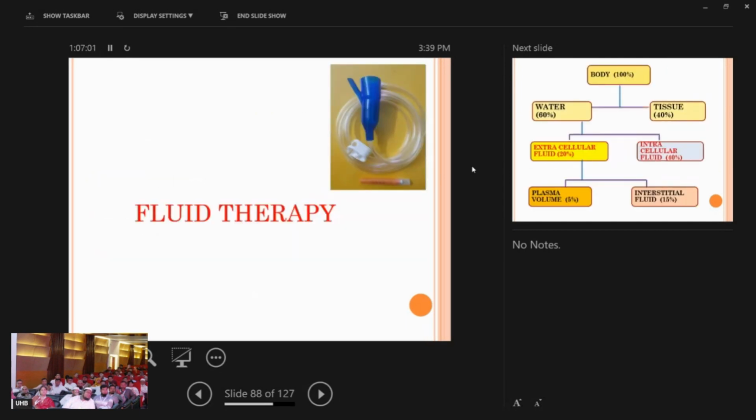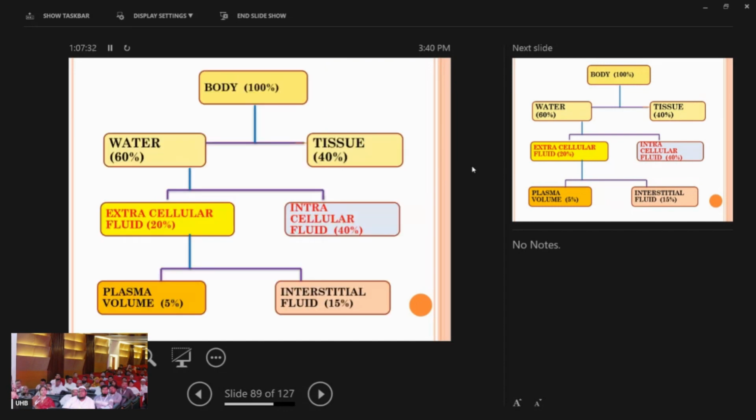Now, fluid therapy. This is the rapid IV infusion set. Normally we use the conventional human IV set, but this one is indicated as a large animal IV set. It gives a rapid infusion: within 1 minute, it will deliver 1 liter of fluids. So if you want to deliver 5 liters, it will deliver in 5 minutes. That's the advantage of this rapid IV infusion set.